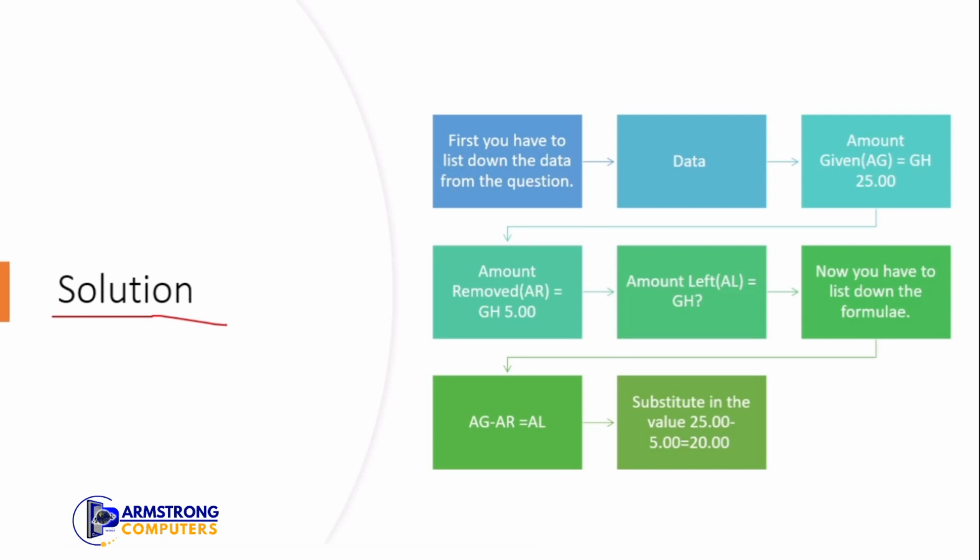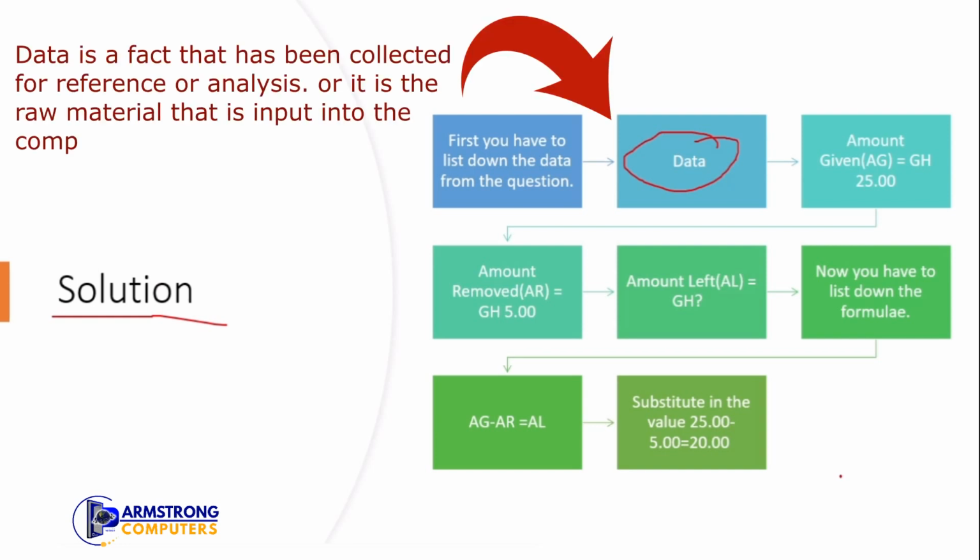Now, someone will ask, what really is data? Data is a raw fact that has been collected for analyzing. In other words, one can say data is a raw material that has not yet been processed. Or it is a raw material that is input into the computer and yet to be processed. So now you know what data is.